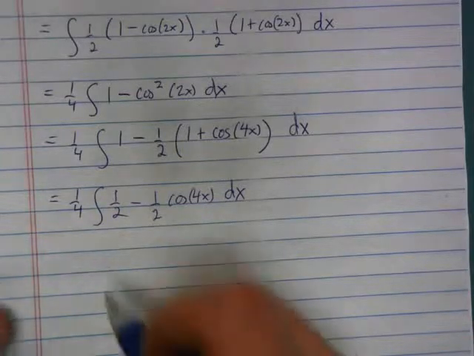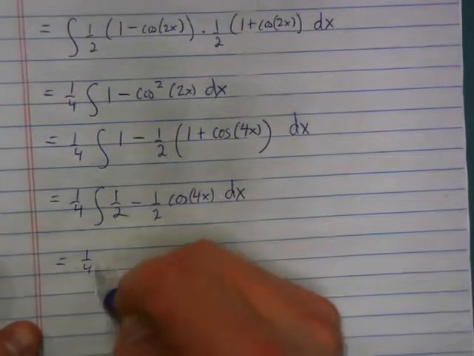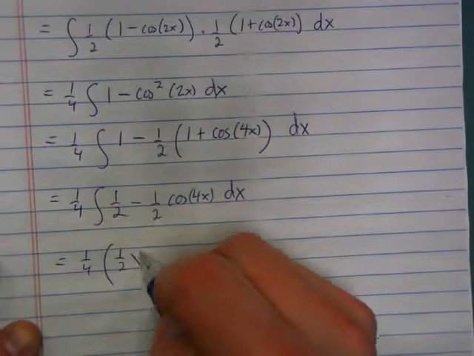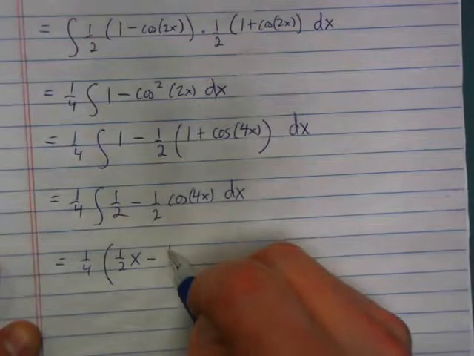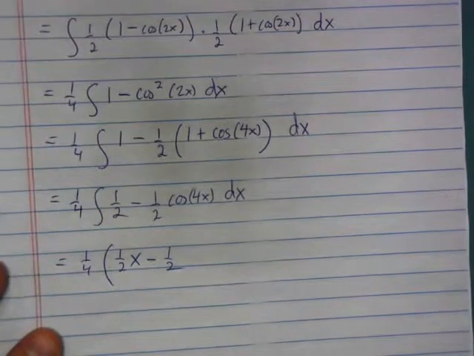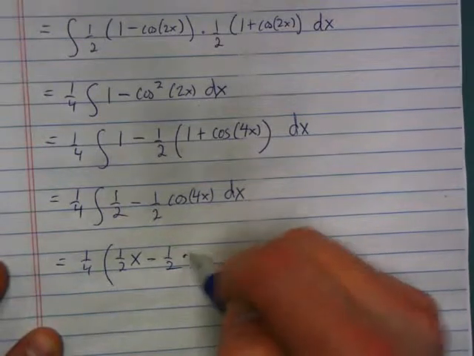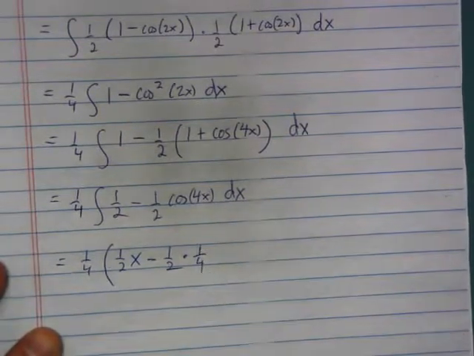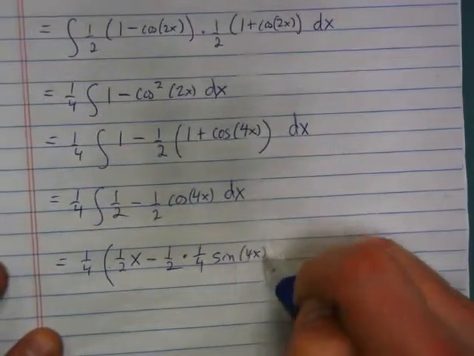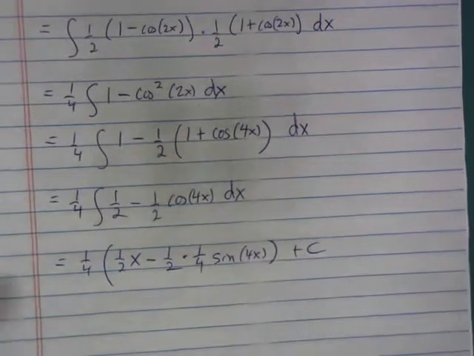That becomes 1/4 the integral of 1/2, which is 1/2 x minus 1/2... Okay, it's going to be 1/8 altogether, right? Because when I integrate cosine 4x, I'm going to need a 1/4. Same trick we had on the last problem. It's really a u substitution problem. Sine of 4x.